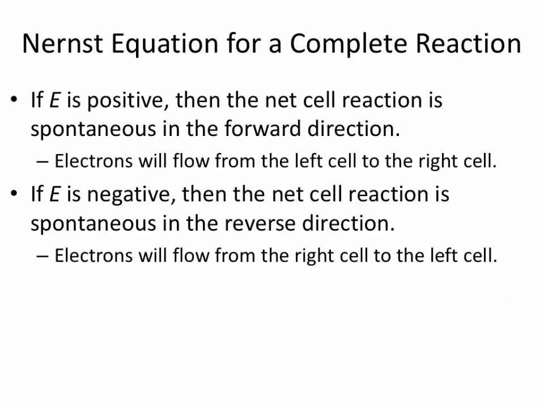Now, if E is positive, then the net cell reaction is spontaneous in the forward direction. That is, electrons will flow from the left cell to the right cell. On the other hand, if E is negative, then the net cell reaction is spontaneous in the reverse direction. That is, electrons will flow from the right cell to the left cell.